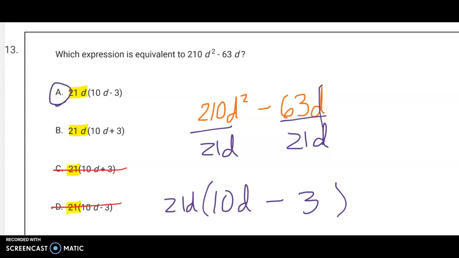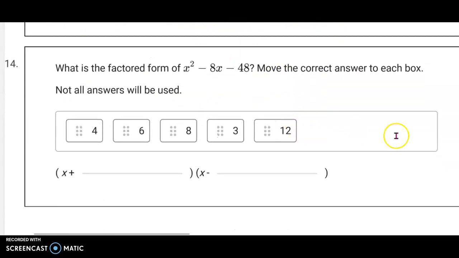Okay. Pause the video and try number 14, the last question on the review. Okay, guys, so start off in this problem by identifying your A, B, and C. So if there's no number there, then there's a 1. Keep that in mind. So our A is 1, our B is -8, and our C is -48.